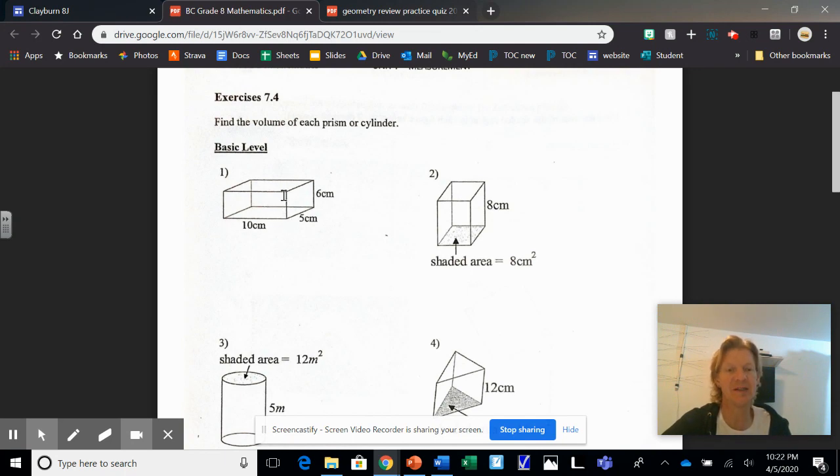So 10 times 6 is 60, and then multiply by the other dimension. So 10 times 5 times 6, or 10 times 6 times 5, 5 times 6 times 10. It doesn't matter. It's all going to be 300 centimeters cubed.